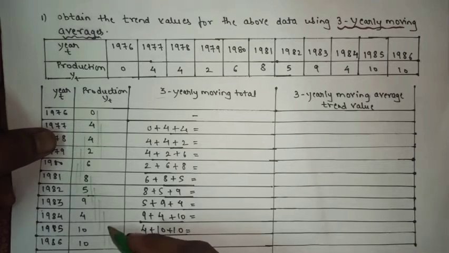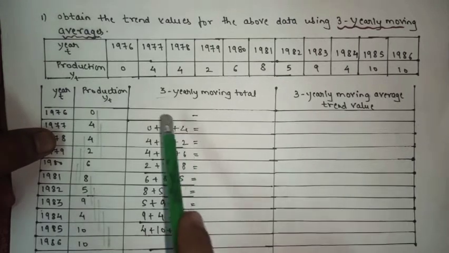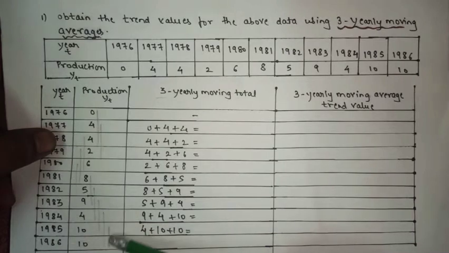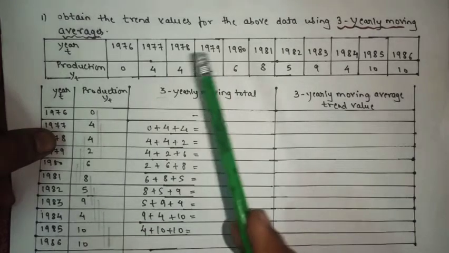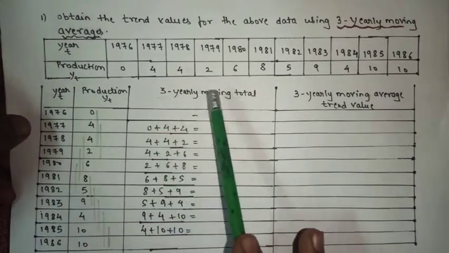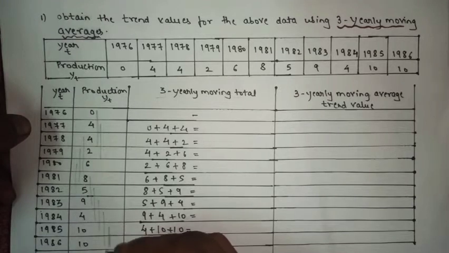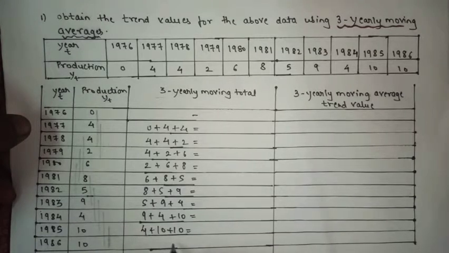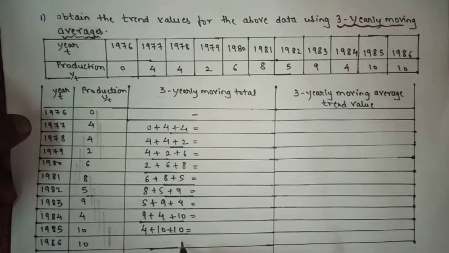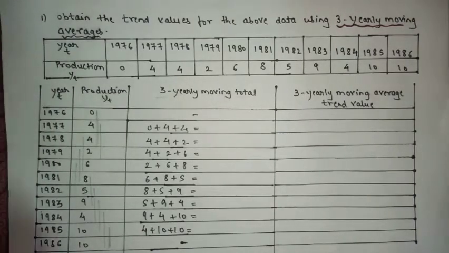For the last one, we'll see 10, 10. So here we are left with only two numbers, yes or no? Only 2 years. Here it is mentioned 3 yearly moving total. So for the last row, as we are left with only two numbers, we cannot add 10 plus 10, as we require the third number also. So you will keep the last row blank only. Understood?